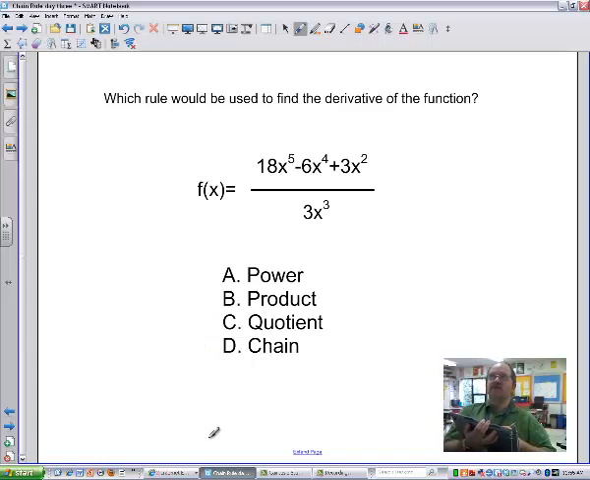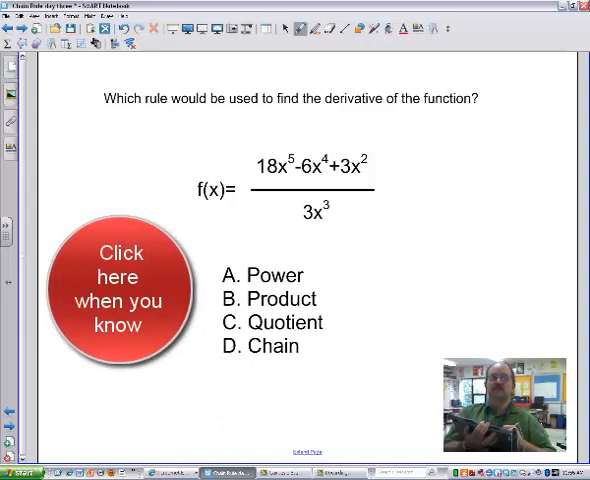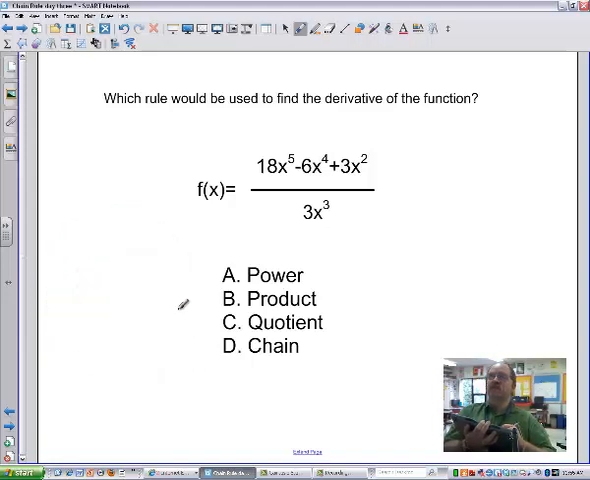Alright, how about this one? Which rule would we use to find the derivative of the function? Alright, so how many people said the quotient rule? There's an easier way. This is one of those STDs, so if we treat it as an STD, we can break it down, make it a much easier function to deal with, and then only have to use the power rule. Quotient rule would work, but it'd be a whole lot more work, so we don't want to necessarily do more work. We want to work smart, not hard, if we can.